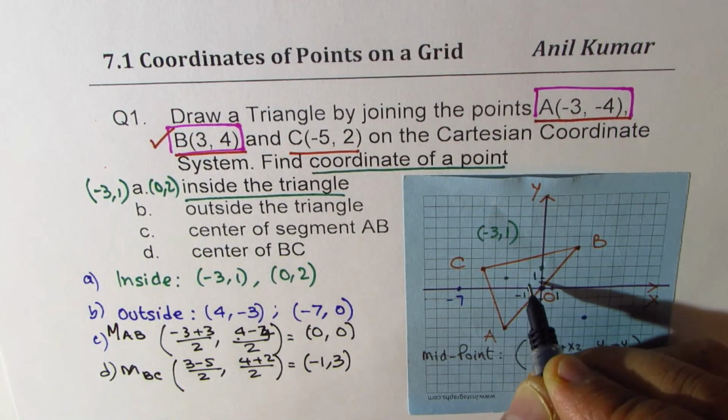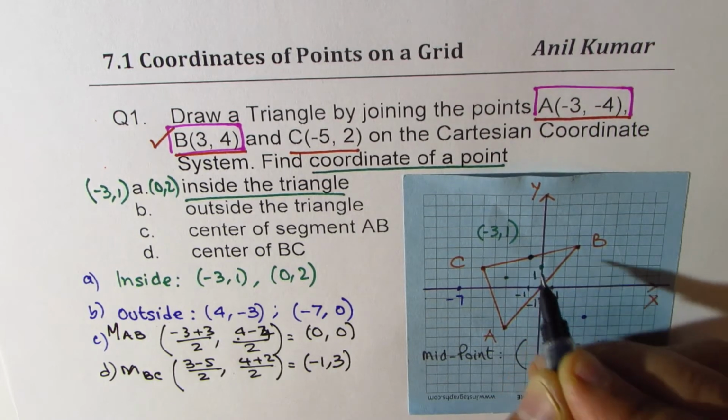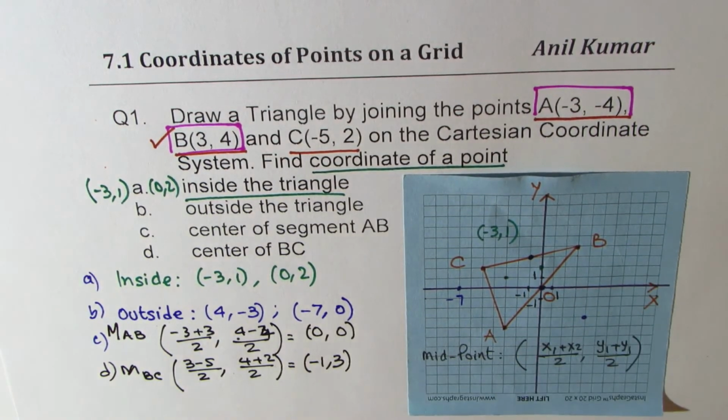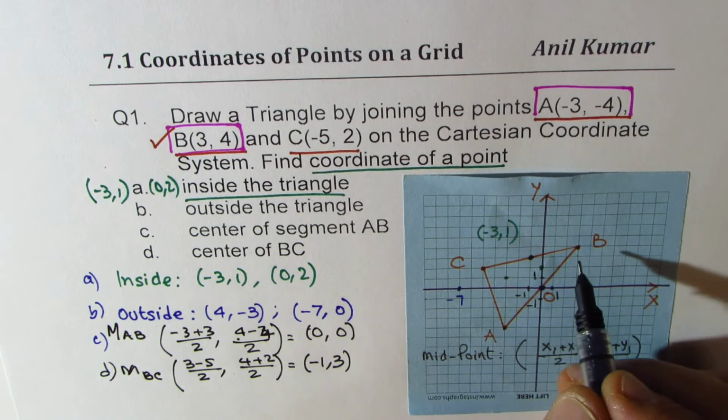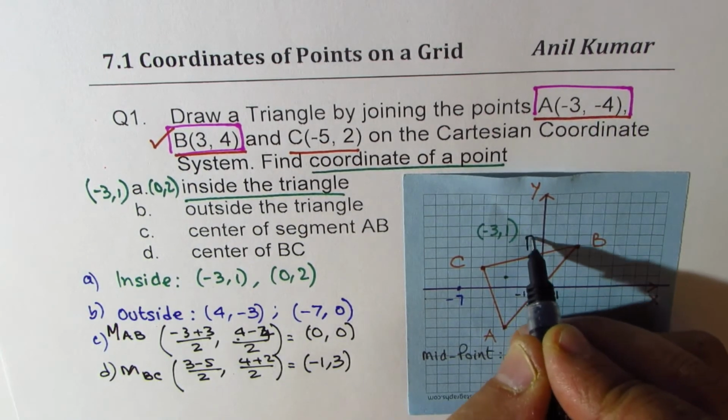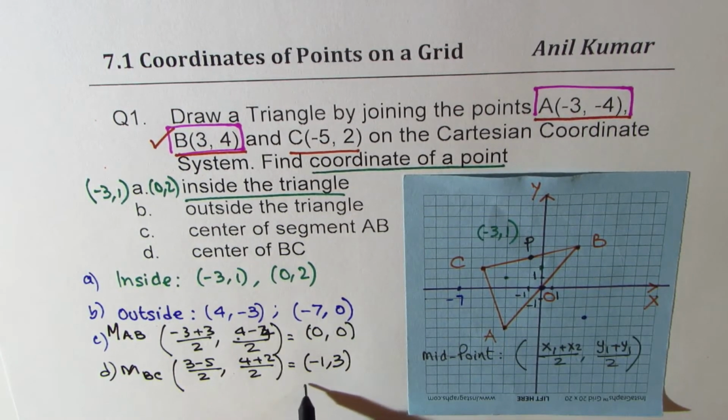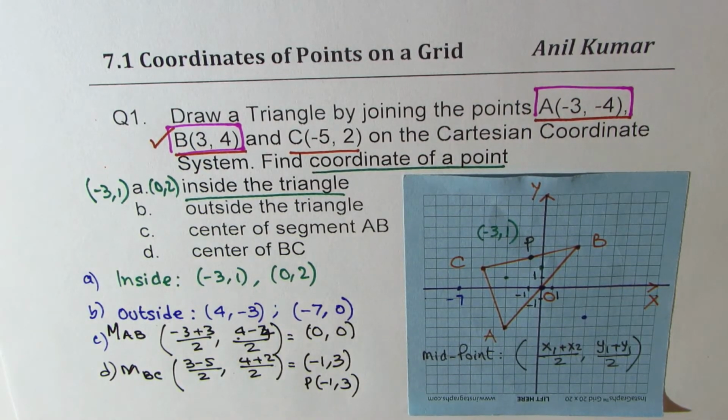Minus 1 and 1, 2, 3. So right there, this point is the midpoint of CB. Do you see that? Let's call this point P. So we have this point P, which is minus 1, 3, and that is the midpoint for the segment CB. So a lot of work we have done here. I hope things are clear.